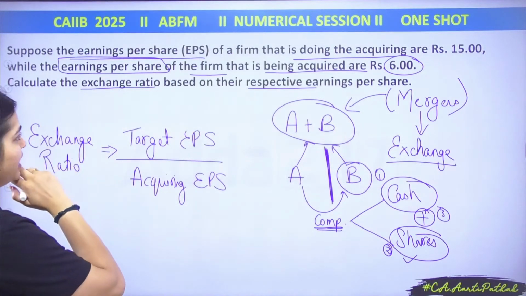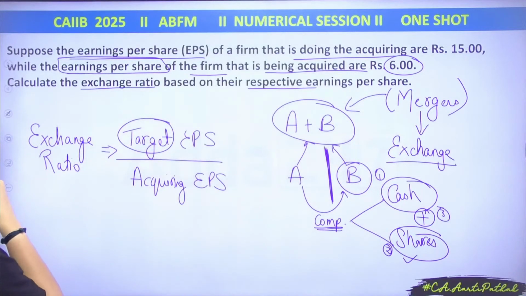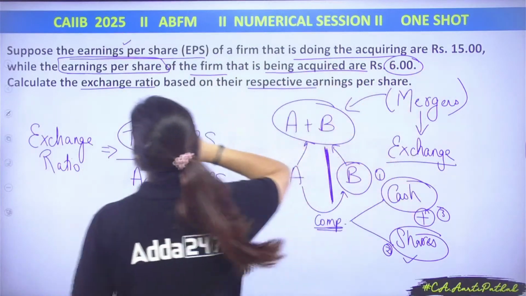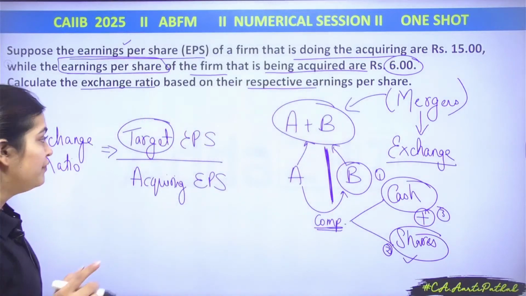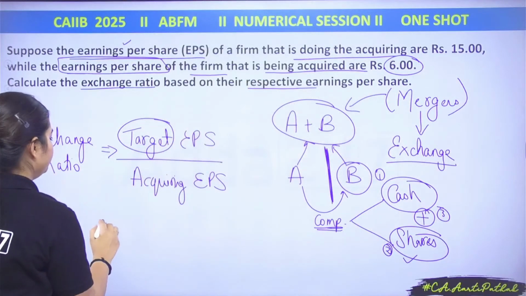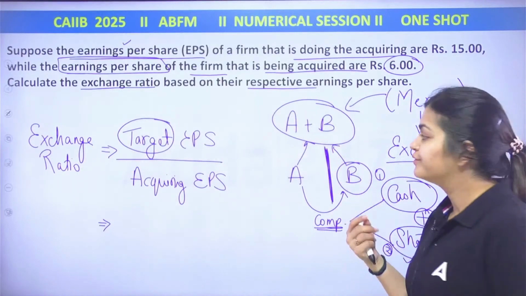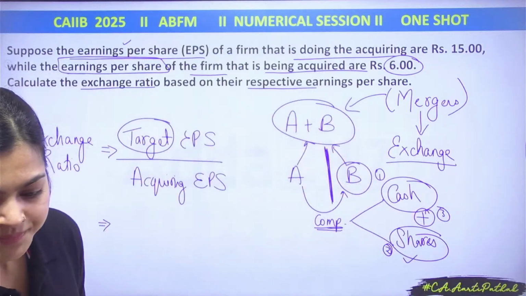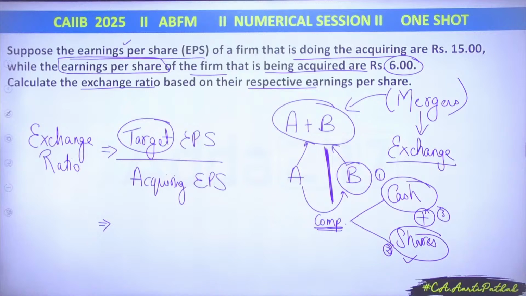So now let's read the question again, and you need to tell me which company is the target company, or what amount you are going to use for the target company EPS. Suppose the earning per share of the firm that is doing the acquiring is 15 and the earning per share of the firm that is being acquired is 6. Tell me, which amount are you going to take in your numerator? 6 or 15. You have only two options. Tell me in the numerator, which value you are going to take?